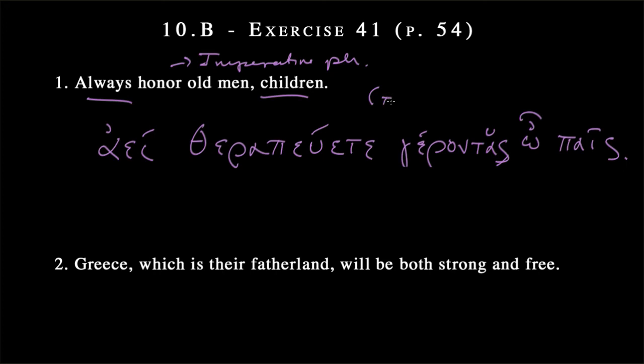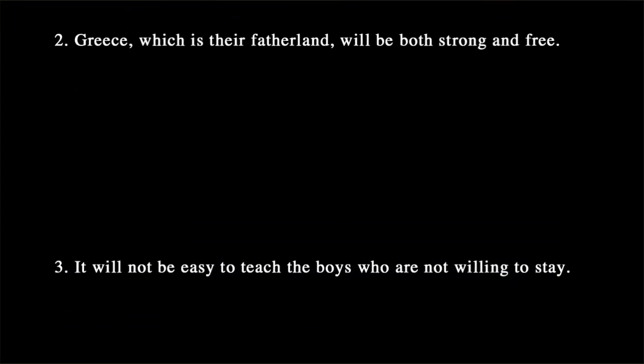And then we might consider adding the definite article here. That would make it a class of people. Always honor the old man. And we're not talking necessarily about specific old men. We're talking about old men in general as a class. So always honor tous gerontas, O children. So this is good singular, although actually not really, you would lose the sigma. But we need to make this plural. It should be paides, vocative plural. Always honor the old men, children. Great. Next sentence. Greece, which is their fatherland, will be both strong and free.